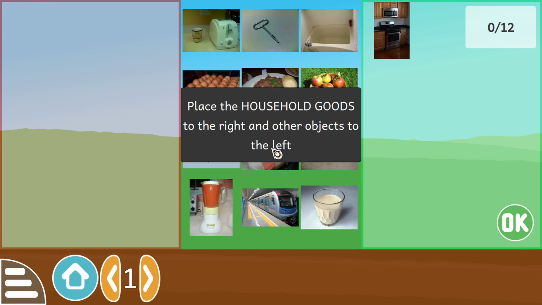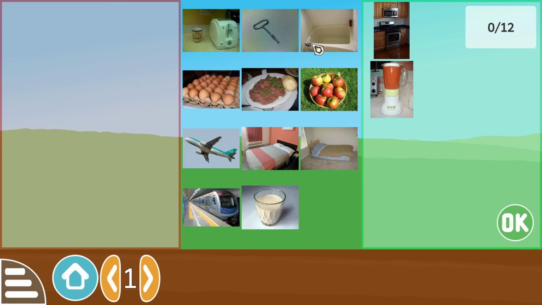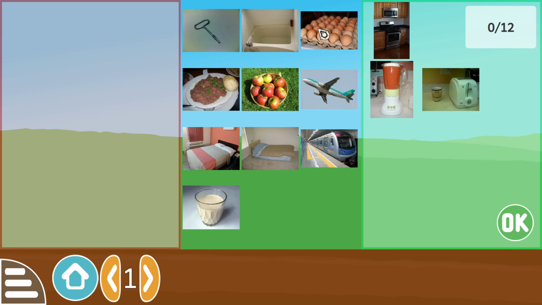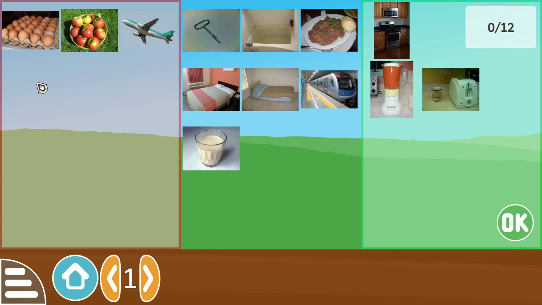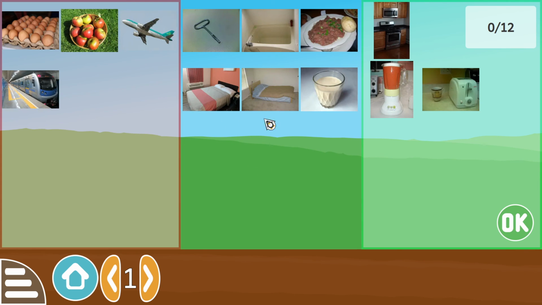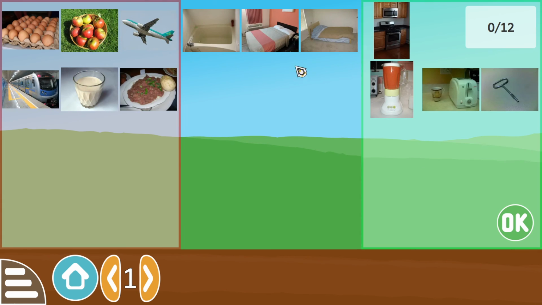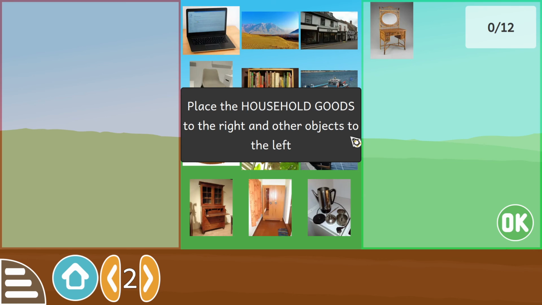So some household goods to the right and everything else to the left. Blender, definitely. Toaster, yes. I'm a bit unsure about the household goods, but certainly an airplane and train would not be considered household goods. I'm going to move the glass over here as food, and that one is food, and then bring in the key, bed, and I think that's a laundry sink as well.